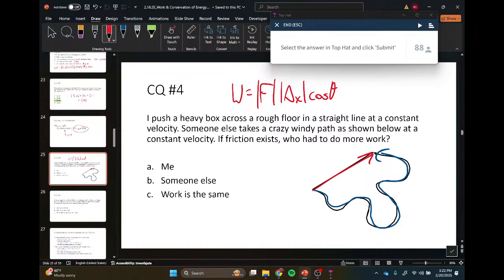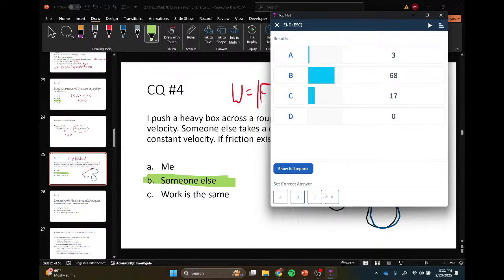You all know this. You push a box over a far distance, it's harder, right? If you take a meandering route, you're fighting it the entire time. Friction is never helping you. Friction on the box is always fighting you. Friction is technically helping you because it's letting you walk. But ignoring that, on the box, it's always fighting you. So someone else had to do more work. They had to put more energy in because it's always fighting them. It's never making their life any easier here.